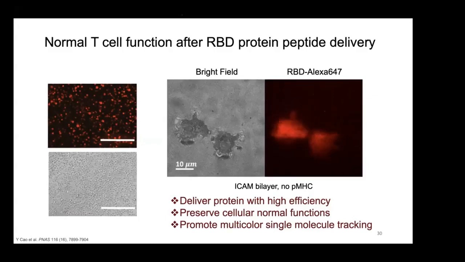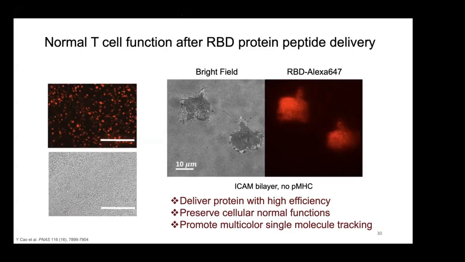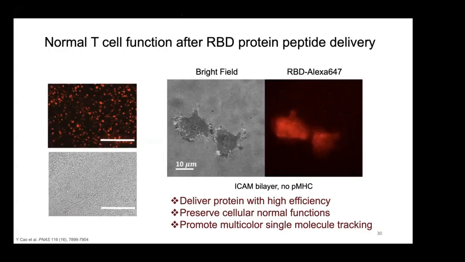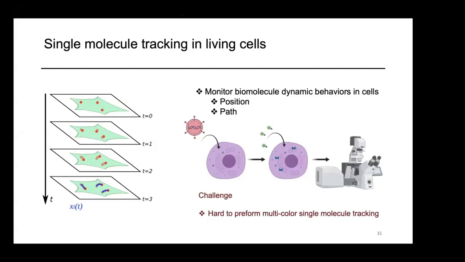And the capability of delivering proteins into cells is actually a very useful feature that has many potential biological applications. One exciting application that we found is to use the system to promote multicolor single molecule tracking. If you are not familiar with single molecule tracking, let me give you some background. Single molecule tracking is a powerful tool in microscopy, and it allows monitoring fluorescently labeled particles such as proteins in a cell, and provides important insights into protein dynamics, regulation, and functions.